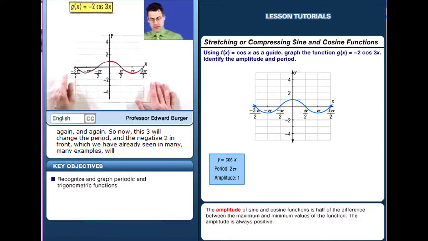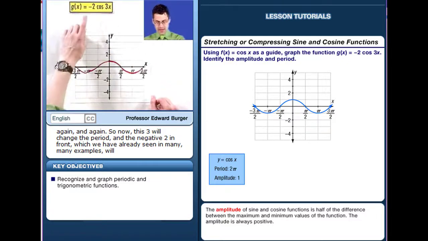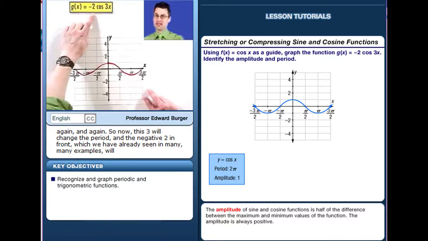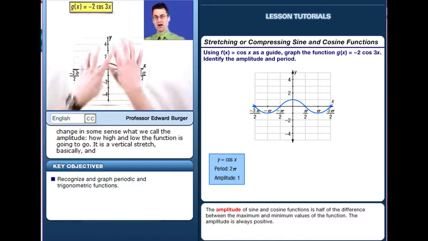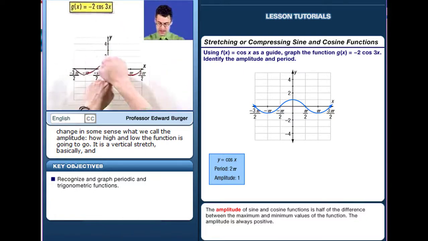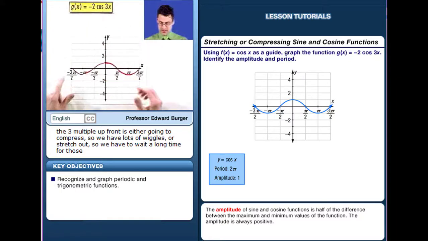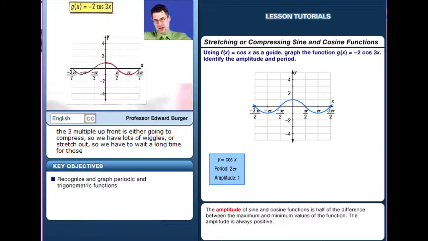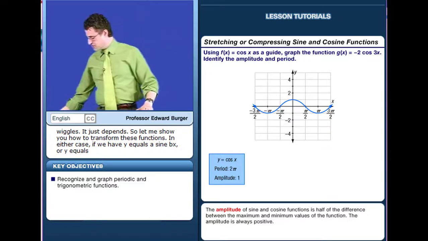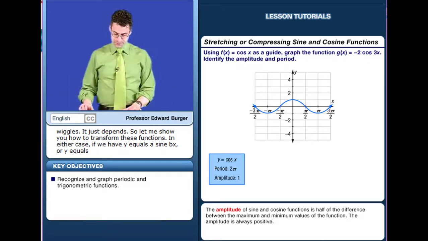So now, this 3 will change the period, and the negative 2 in front, which we've already seen in many examples, will change what we call the amplitude, how high and low the function is going to go. It's a vertical stretch, basically. And the 3 multiple is going to either compress, so we have lots of wiggles, or stretch out, so we have to wait a long time for those wiggles. It just depends. So let me show you how to transform these functions.